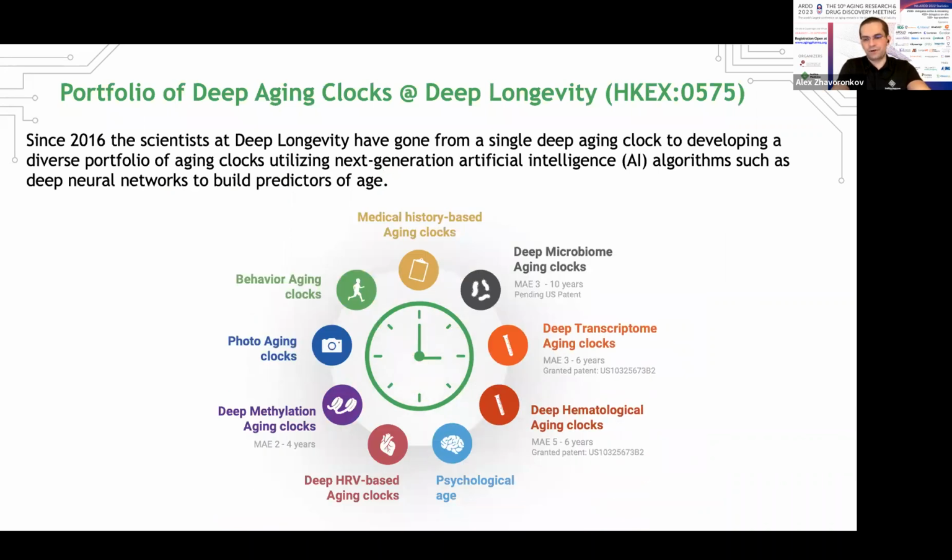So the first aging clocks were published by Stephen Horvath, 2012, 2013. And he has a single author paper in Genome Biology. So that paper, of course, influenced me quite a bit and everybody else. And we started building deep neural network-based aging clocks starting 2014, 2016. We published for the first time. That was our deep hematological aging clock. We also got multiple granted patents on some of those clocks.